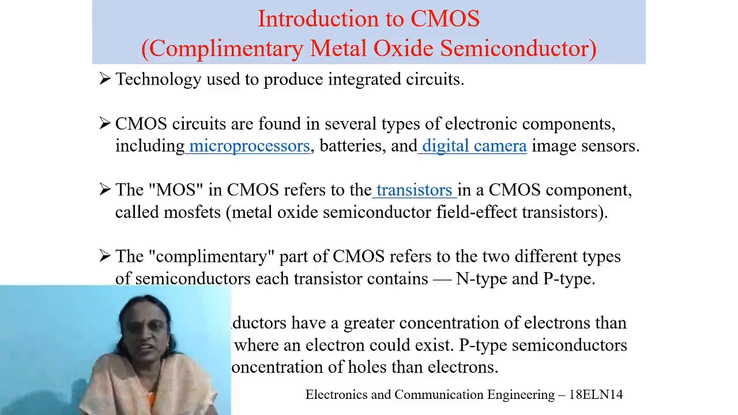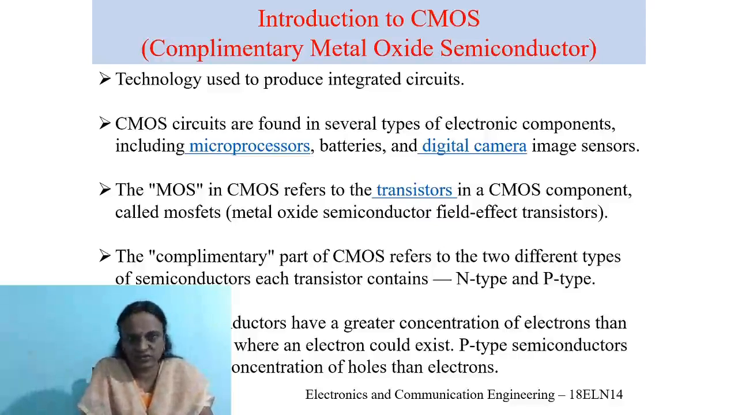Hence, the complementary part of the CMOS refers to the two different types of semiconductors each transistor can contain, that is N-type and P-type. More elaboration of this topic can be found in the further sessions. Okay. Now, keeping this introductory part of CMOS, we'll go on to the next topics in the next few sessions.